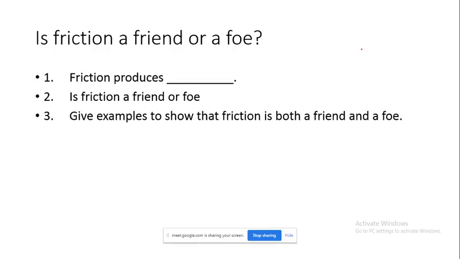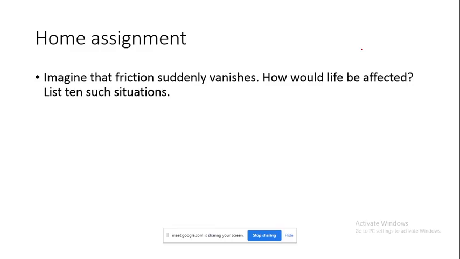So, now you identified that friction is a necessary thing, but it can be an evil sometimes. So, we can say that friction is a necessary evil, or friction is a friend and a foe. Friction can be a friend as well as a foe. Now, your home assignment. Imagine that friction suddenly vanishes. How would our life be? List 10 such situations where there is no friction. List all the things you won't be able to do. Okay?